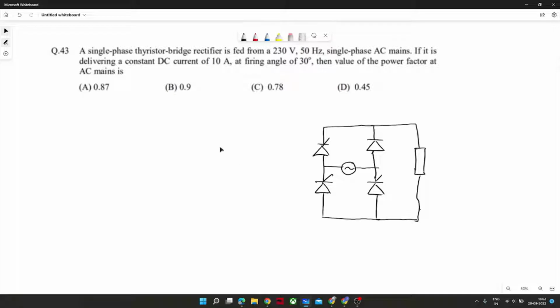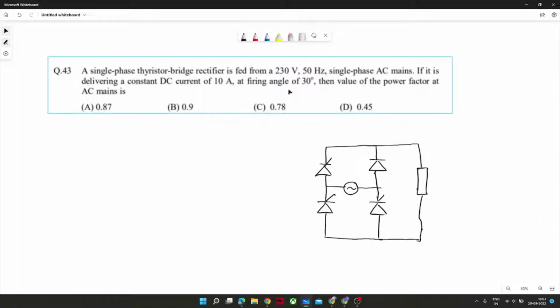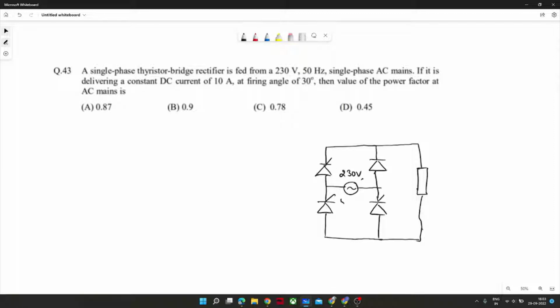Where a thyristor bridge rectifier is required, and that is supplied by a 230 volt, 50 hertz supply. Okay, let's say T1, T2, T3, T4. So in this circuit, we have to find out the power factor. Can anybody let me know what should be the procedure to find out the power factor in this kind of circuit?